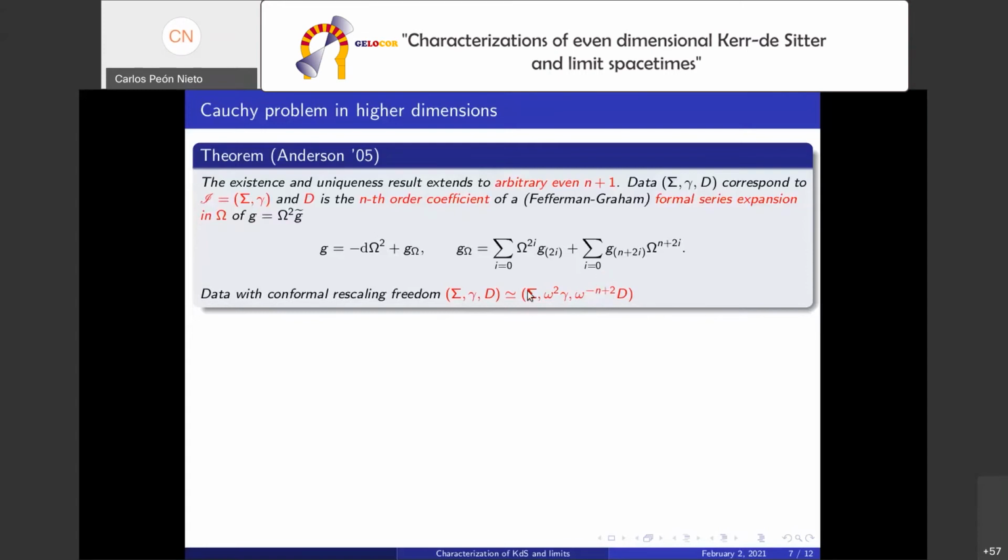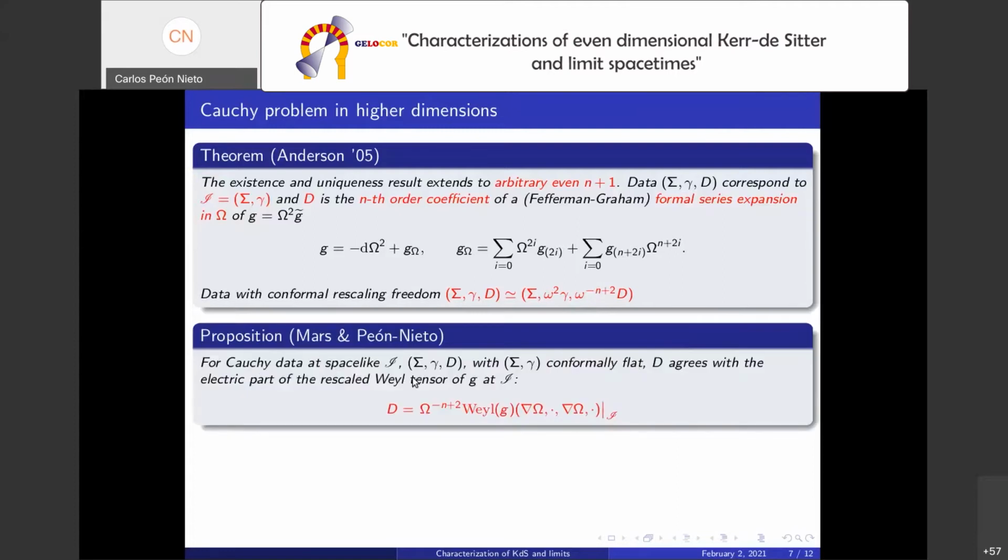So we asked ourselves whether this coincides with the electric part of the rescaled Weyl tensor, and we found that for Cauchy data at the spacelike scri, when the manifold sigma gamma is conformally flat, then D agrees with the electric part of the rescaled Weyl tensor, being the rescaled Weyl tensor now rescaled by a power of omega, which also depends on the dimension. And let me stress here that this result is true for the conformally flat setting, but it's not true in general, because this tensor here is in general divergent.